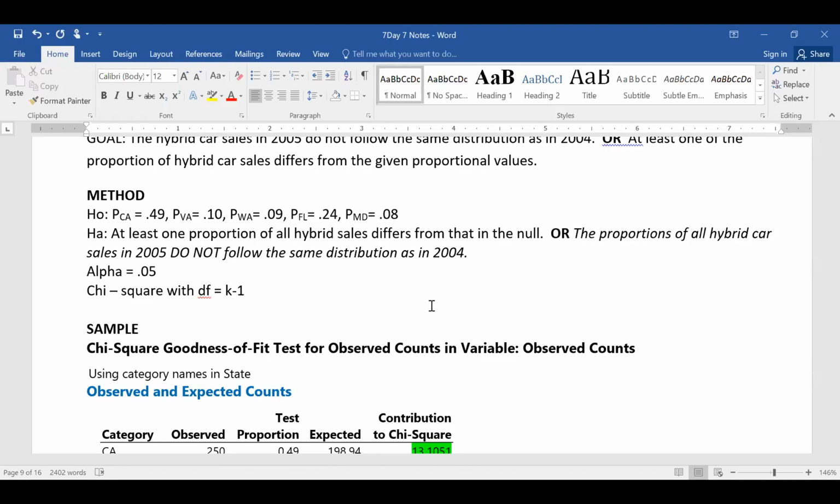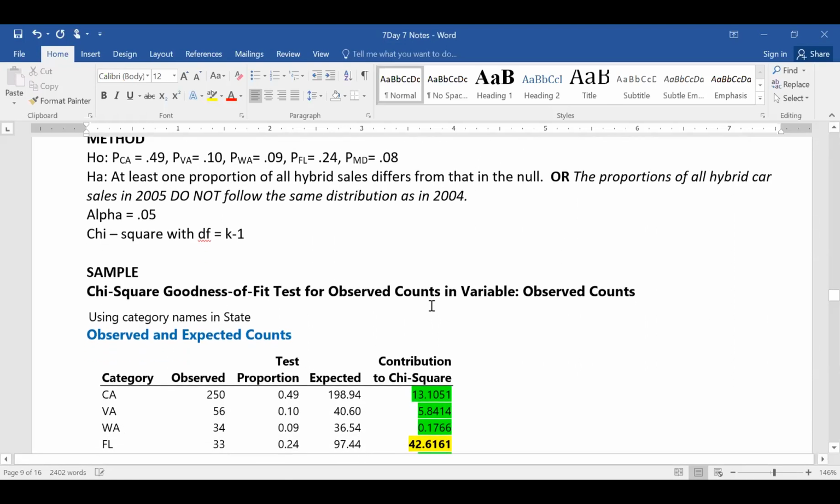My alpha is 5% because it's not medical, life or death. I'm on the chi-square curve with degrees of freedom equals k minus 1. That's all you have to put. You don't actually have to put k. You don't have to put 4. You don't have to put 5 minus 1 here yet. You will put that in your results step. So just k minus 1, just noting that you have degrees of freedom.